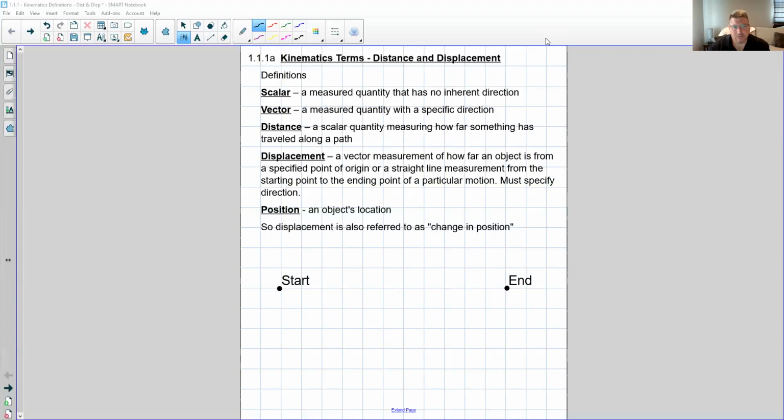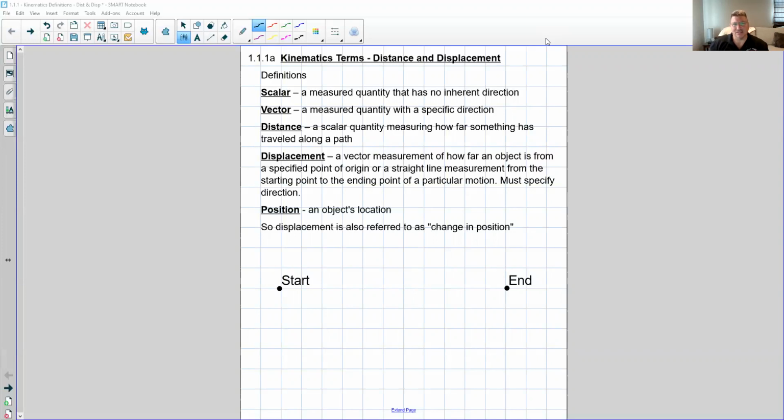A vector, by contrast, is a measured quantity that does have a specific direction. So there are examples of vectors that we'll encounter through the physics course through the year, but there are actually very few measurements that are vectors because they require a specific direction. Our first examples of scalars and vectors are distance and displacement.